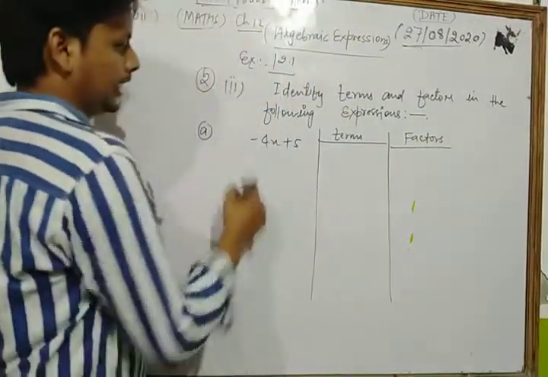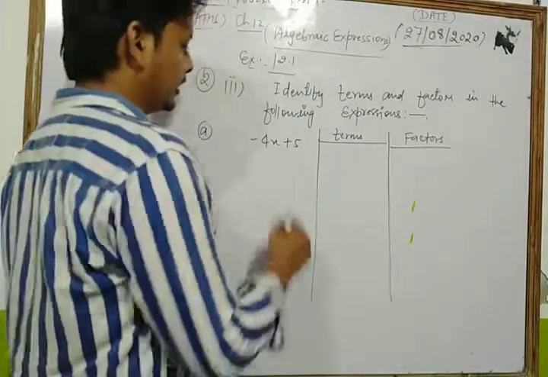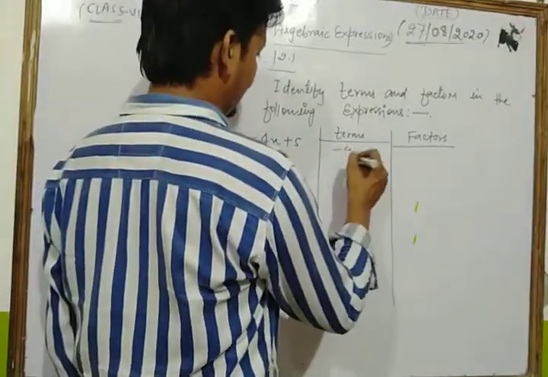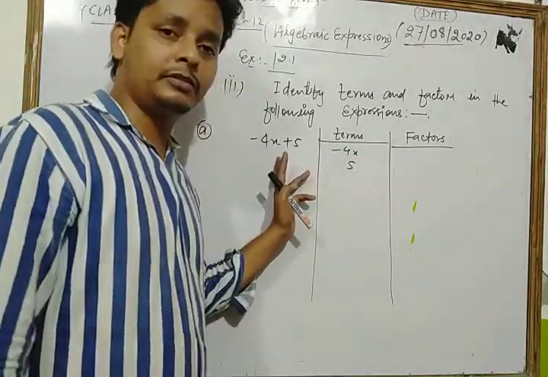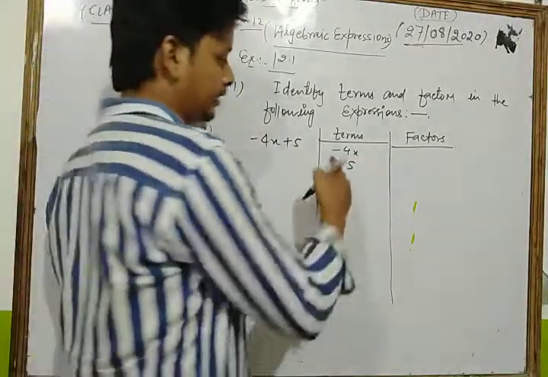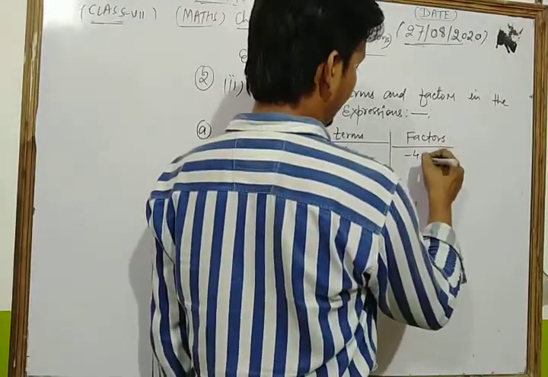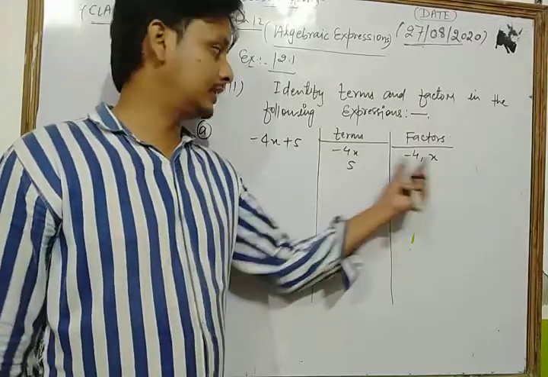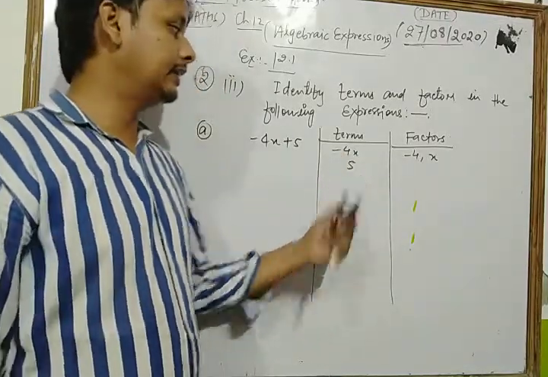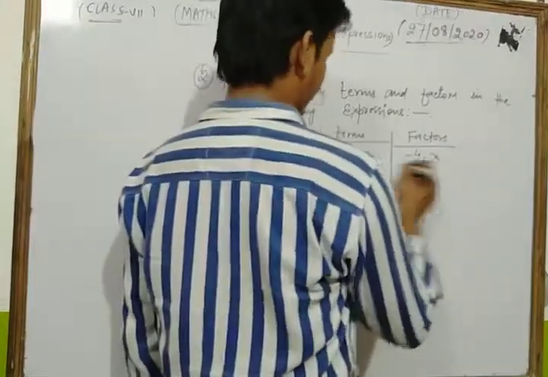Okay, now let's see. In that part of this question, what are the terms? Minus 4x and 5. These are the terms of that algebraic expression. And what is a factor? Here in that part the factors are minus 4 and x. Minus 4 and x are the factors of these terms, and in the term 5, only 5 is a factor.